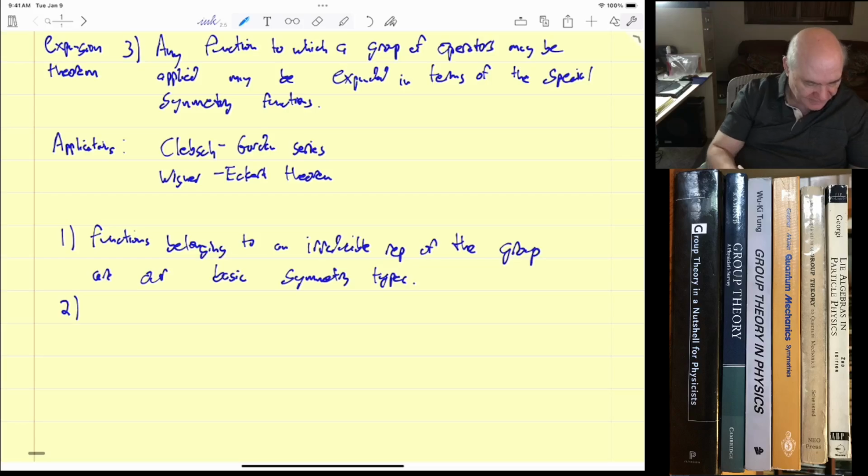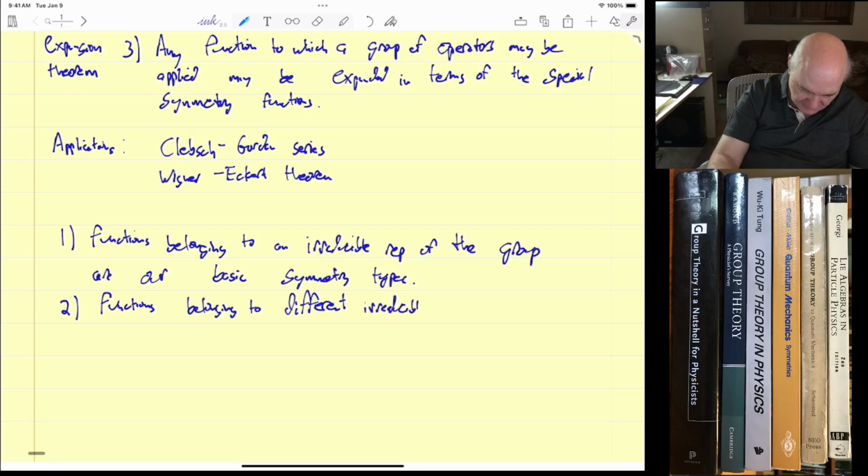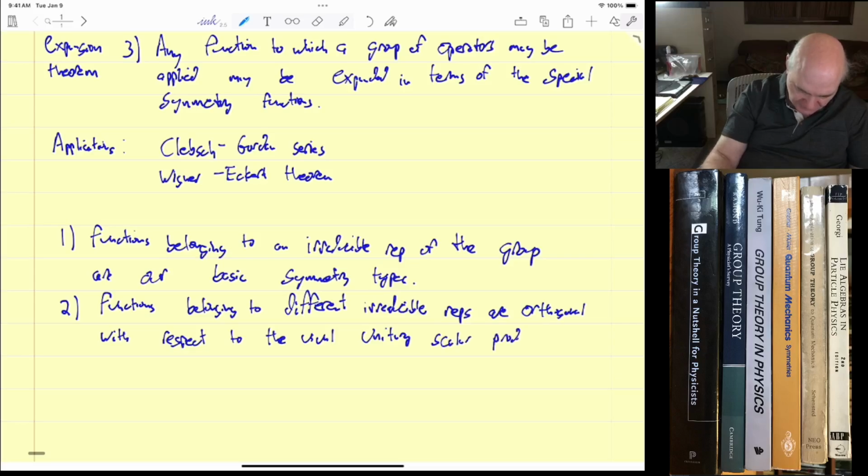Now, with respect to 2, we know, and we've sort of shown it, functions belonging to different irreducible representations are in fact orthogonal. So this is our orthogonality theorem, and they're orthogonal with respect to the usual unitary scalar products that we encounter in quantum mechanics.